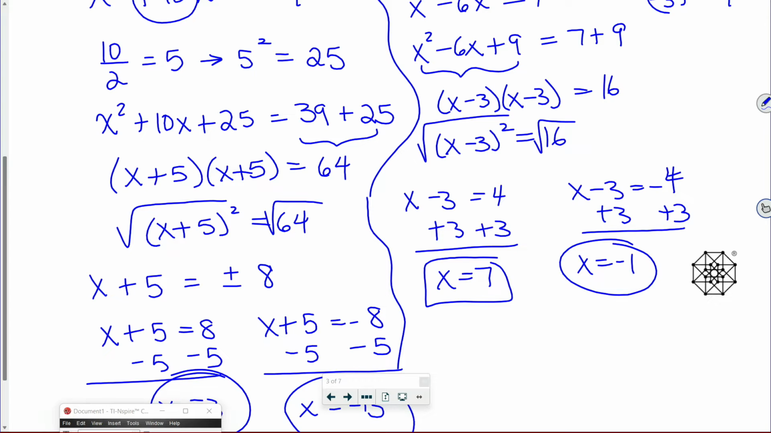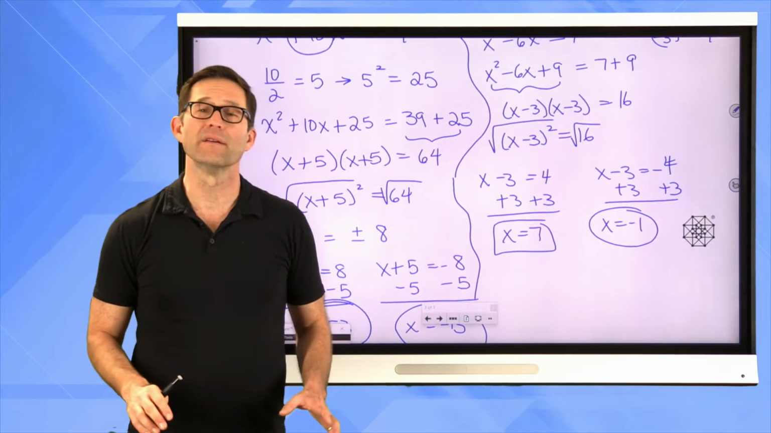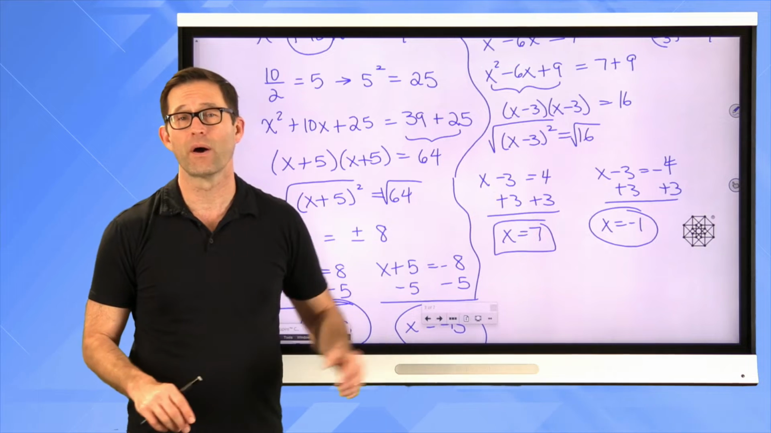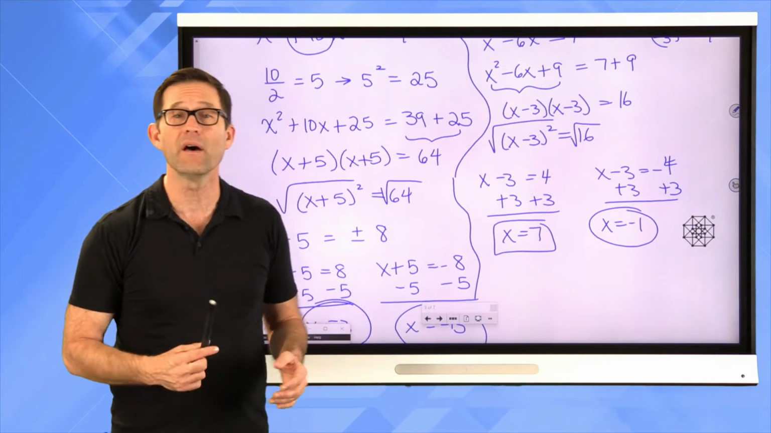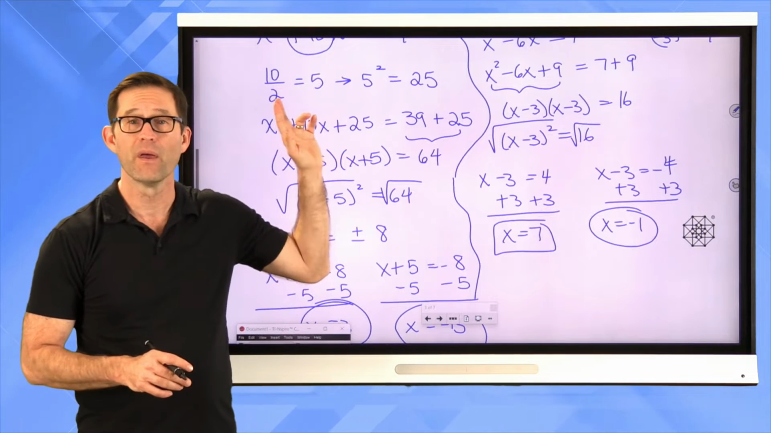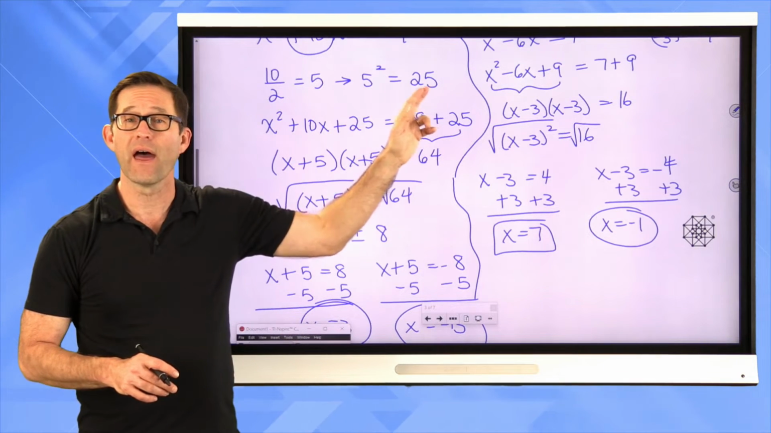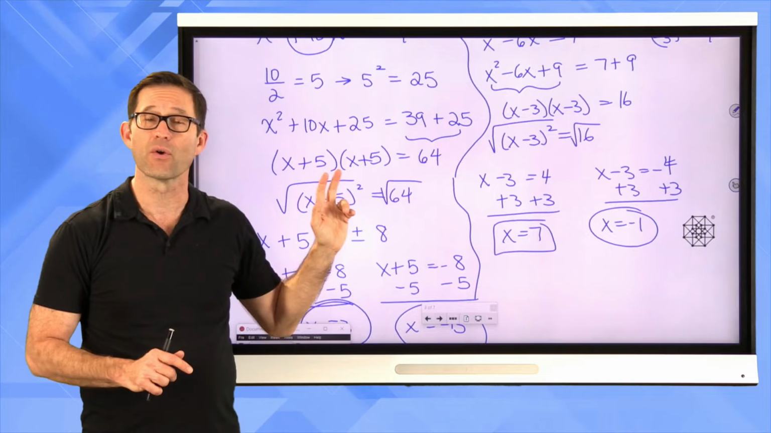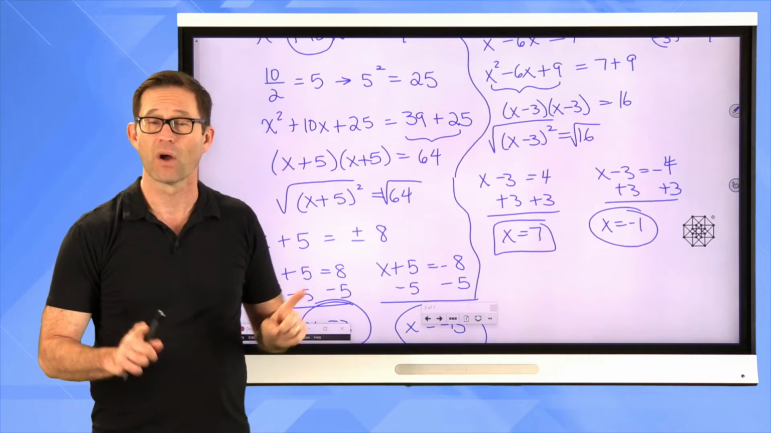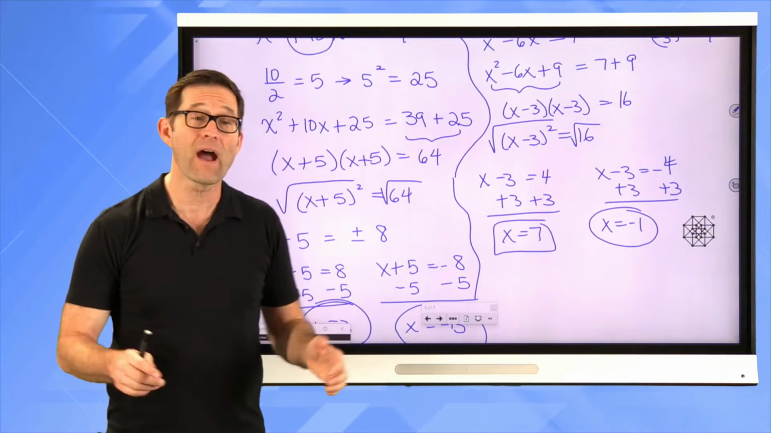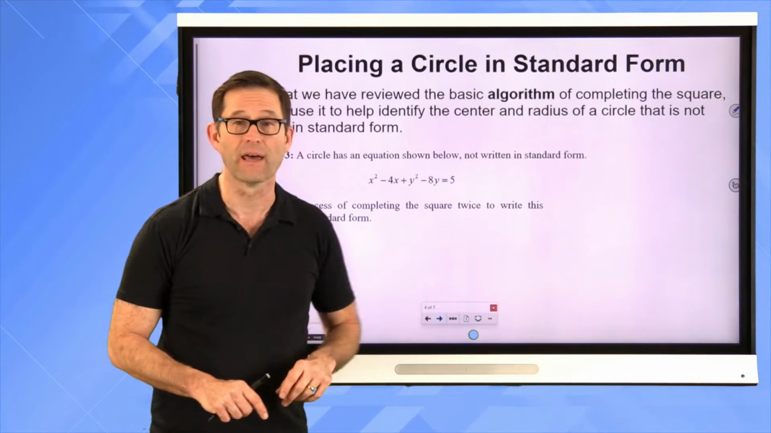Now again, the purpose of today is not particularly to have you relearn how to solve quadratic equations by completing the square. It was mostly to review the idea of taking half of that b term, squaring it, and adding it on to both sides of the equation, and then factoring that resulting trinomial. All right, but given that, we are now ready to work with circles again.